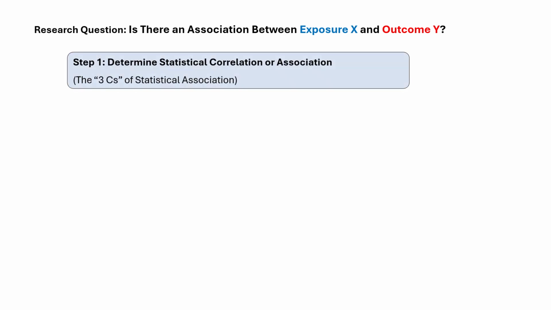Step 1 is all about determining whether there is a statistical association or correlation between the exposure and the outcome. This includes the first three Cs. Comparison. Are the outcomes different across levels of exposure? For example, do smokers and non-smokers have different rates of heart disease?